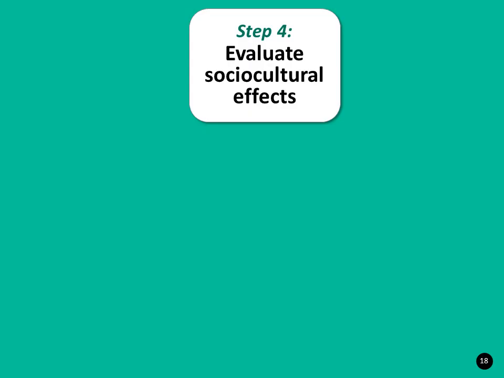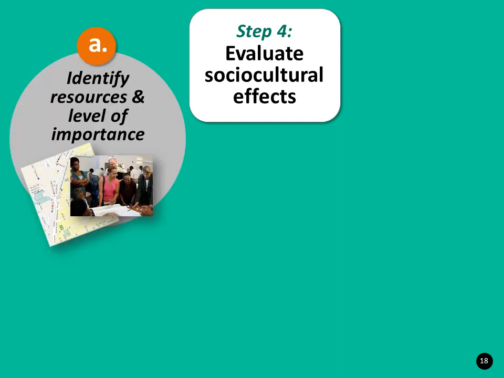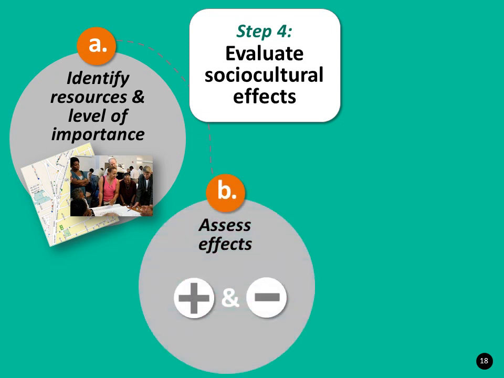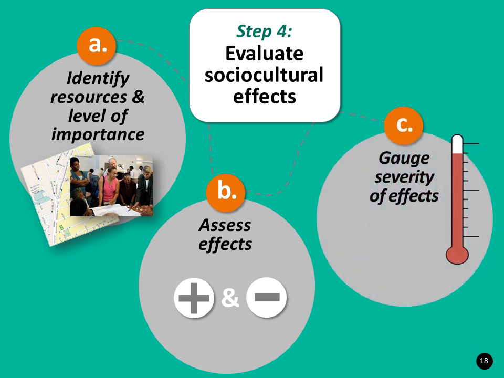Evaluating potential land use changes involves 3 main tasks: identifying the character of existing landscapes that could change as a result of the project, and determining their level of importance to the community. Assessing potential project effects on those landscapes, including both positive and negative effects, and gauging the severity of potential land use changes that the community perceives as negative.